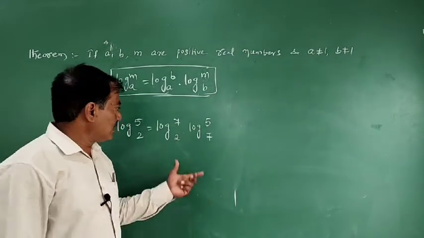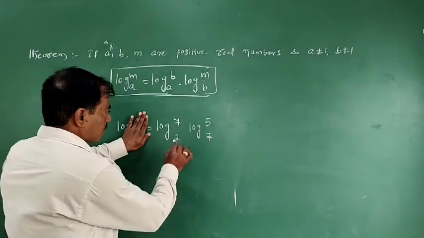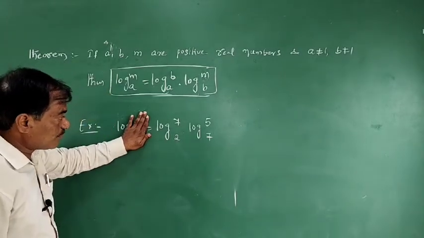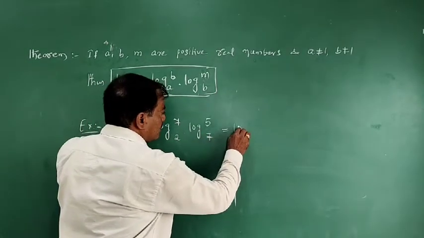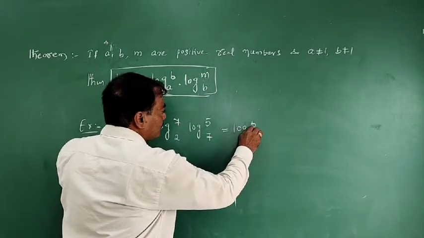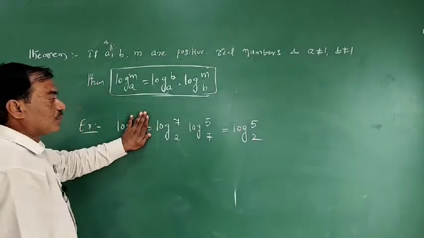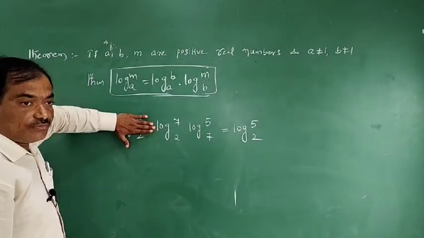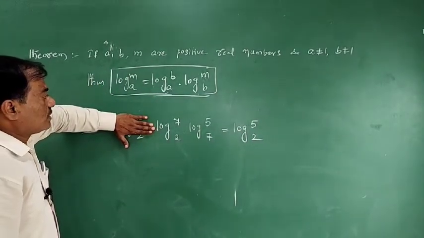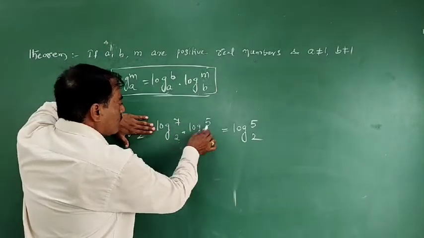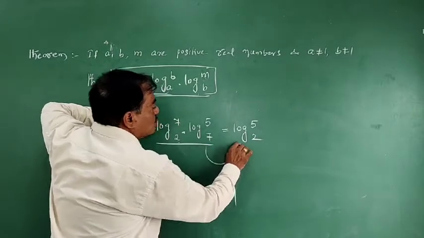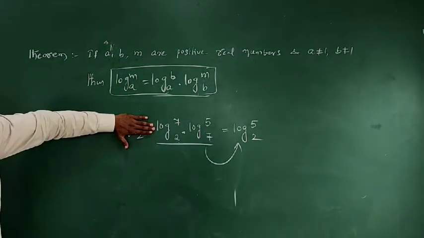Students, we are taking this example. For example, this kind of expression is there: log 7 to the base 2 into log 5 to the base 7. It can be written directly as log 5 to the base 2. Now this is the advantage of this property. If log 7 to the base 2 into log 5 to the base 7 is there, it can be written in this form. So this is the advantage of this property.